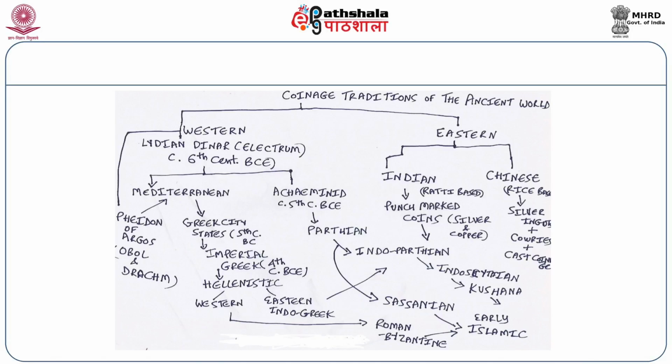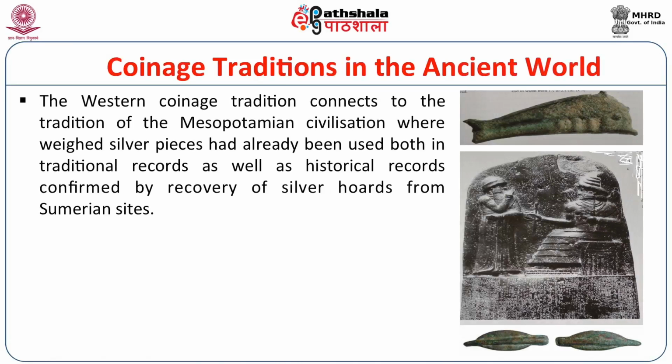We also see the Indian tradition, which began about the same period, though we can't exactly date it, but many of the experts have dated this tradition to about the 6th century BC. Others have been skeptical about the date and have termed it the 4th century BC. But nevertheless, this was a very unique tradition, which has been termed the Indian tradition, which we'll be discussing in detail later. And then there is the Chinese tradition, which is believed to be rice-based and based on silver and certain other objects. So the first is the Western coinage tradition.